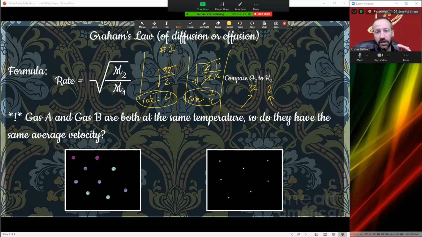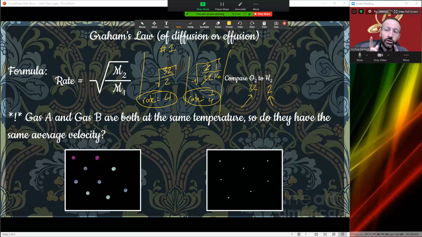So oxygen being heavier is going to move 1/4 the speed of hydrogen, or hydrogen being lighter will move 4 times the speed of oxygen. There you go. Now, when I say that, we are holding constant the temperature, because we know temperature is a measure of kinetic energy, and kinetic energy is a measure of mass times velocity squared, because those are on the formula chart. You should know those connections, and we've covered it already.